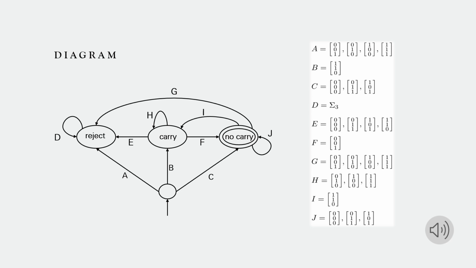So if at any point the top and the middle row don't correspond to what's in the bottom row, it will be rejected immediately. Otherwise, it will carry if the sum of the first and second bit and the carry bit are greater than 2. If it ends on a bit where it doesn't have to carry, it accepts. If it ends on a bit where it's supposed to carry, then there's overflow, so it does not accept.